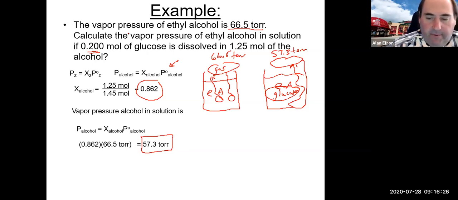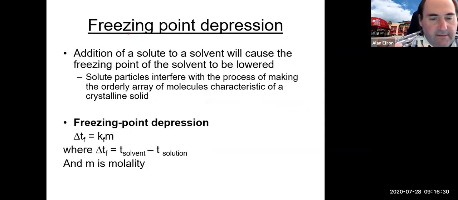Now, another important thing that's affected is the freezing point of a solution. The freezing point of a solution is affected in the same sort of way. It's actually lowered. So it's called freezing point depression, which means the freezing point of the solvent by itself will be lowered to a lower number once we start dissolving some particles in there.